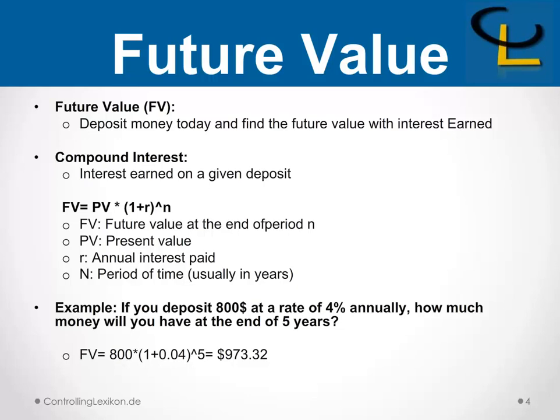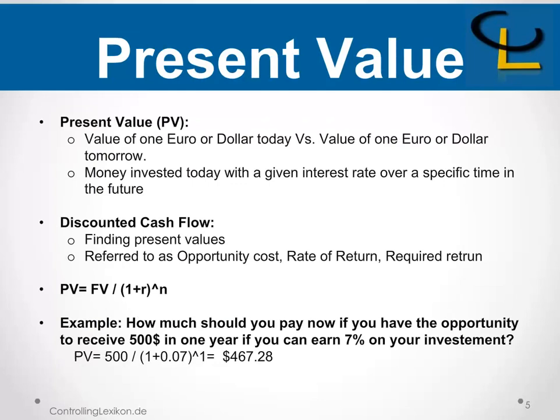We apply these numbers to the formula. So FV equals $800 multiplied by 1 plus 4%, which is the interest rate, to the power of 5, which is 5 years, and we get $973.32.